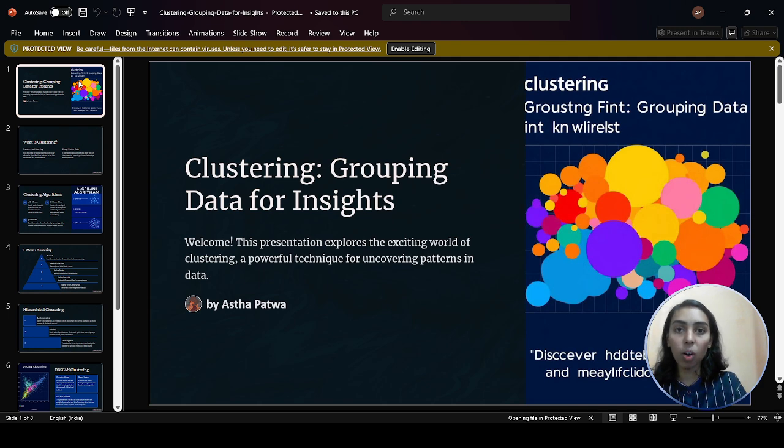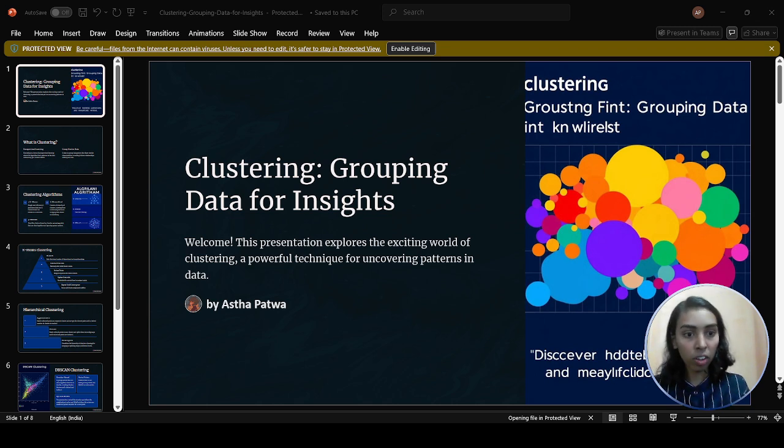So here we are almost done with our clustering, that means grouping data for insights.